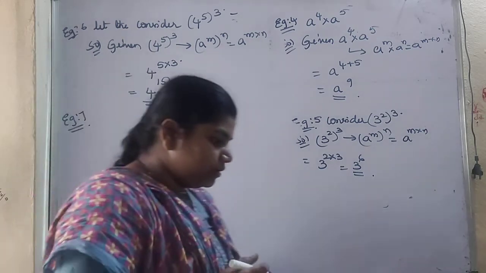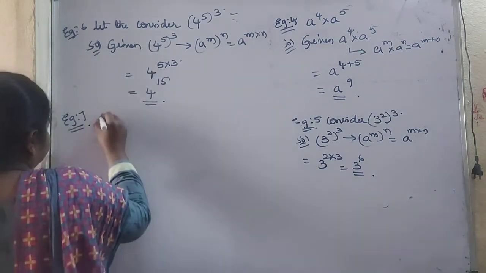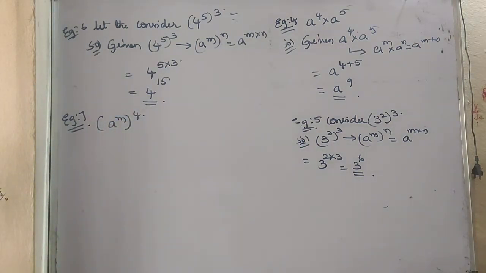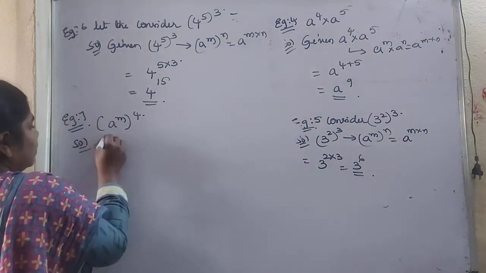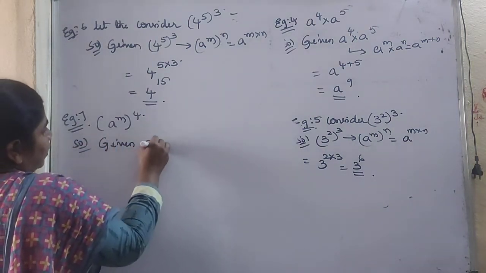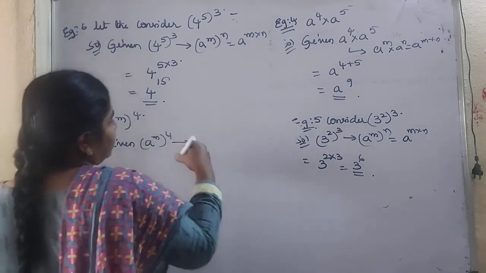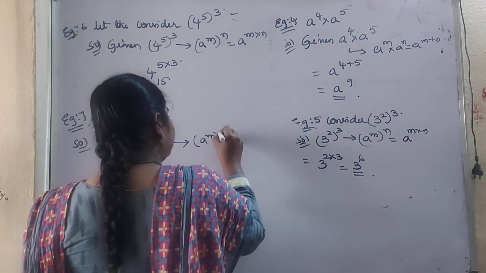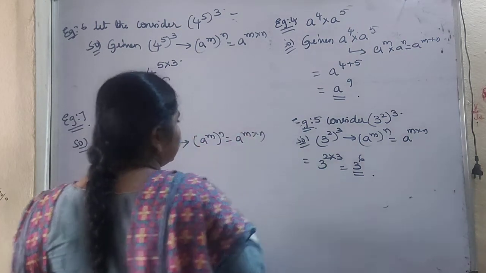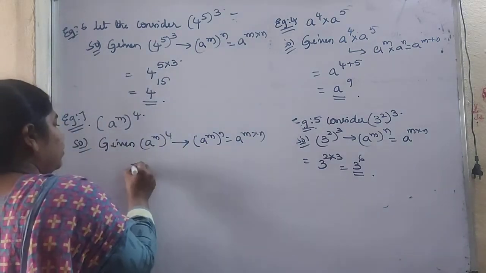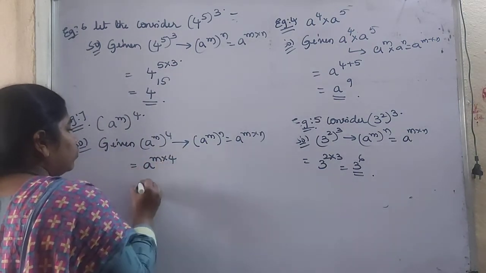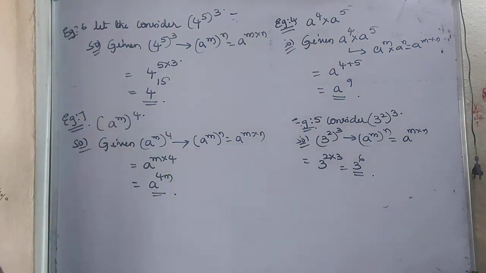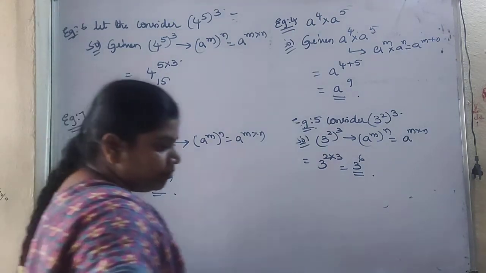Next, example 7. a power m whole power 4. So again we have to apply the same formula. Given a power m whole power 4, this is again in the form of a power m whole power n, that is a power m into n. So we can multiply the powers. So it will be a power m into 4, that is a power 4m. So what is the answer? a power 4m is our answer. This is example number 7.